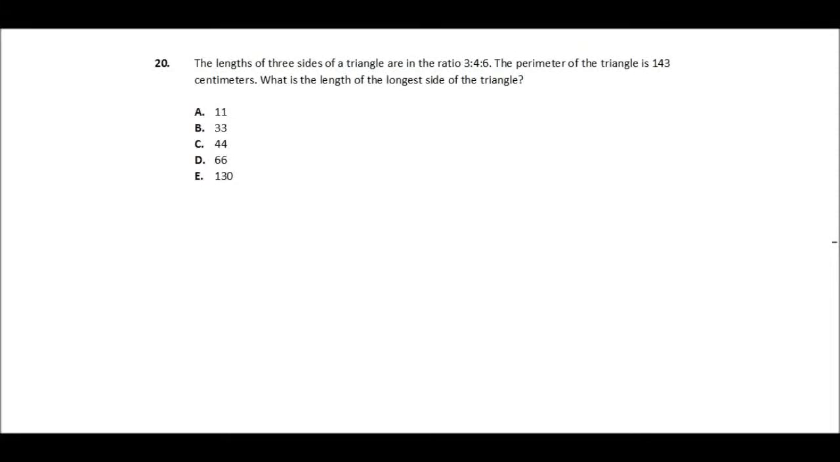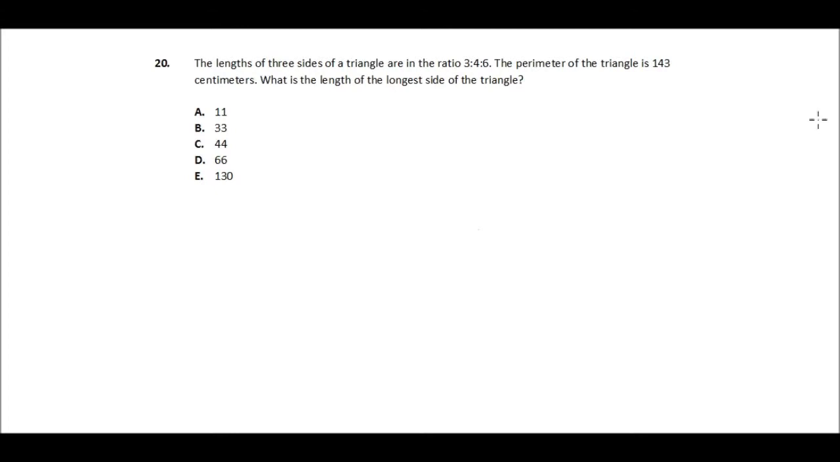Hi, this is question 20 for the ACT math exam we're working through, and this one is going to test your ability in looking at similar triangles and also some basic geometry. So here we go. What we're going to do here is just read the question quick, and then we'll solve it. The lengths of three sides of a triangle are in the ratio of 3 to 4 to 6.